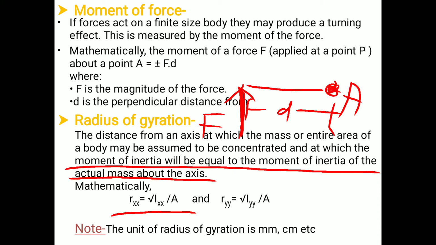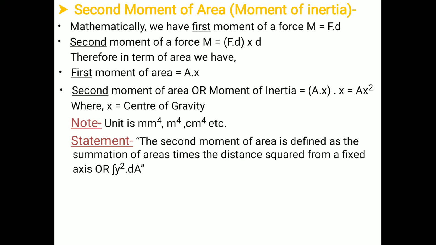If I put the value of Iyy, we all know that moment of inertia is in mm cube or meter cube or centimeter cube, divided by area, which is in mm square or meter square. If I solve it for the under root, then we have the unit of radius of gyration as mm or centimeter.